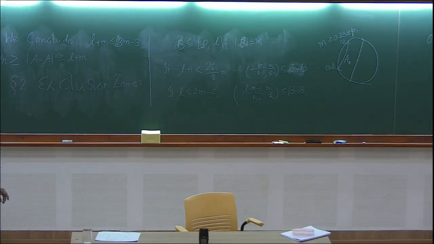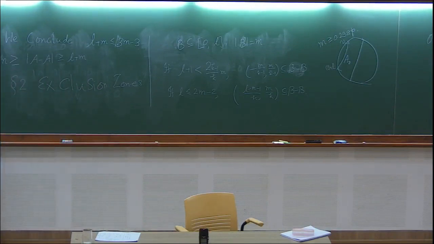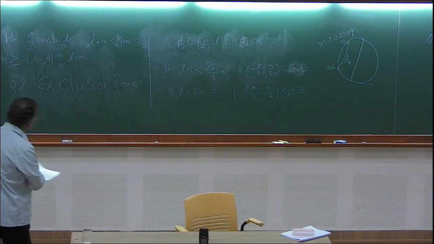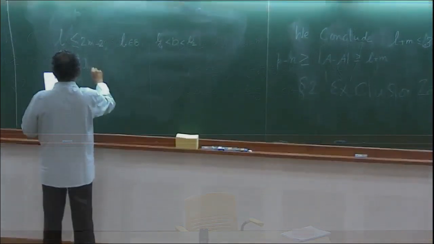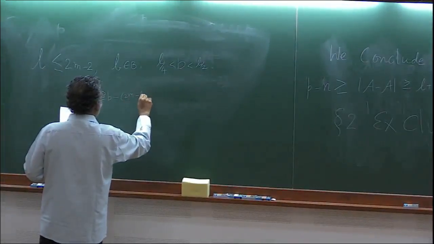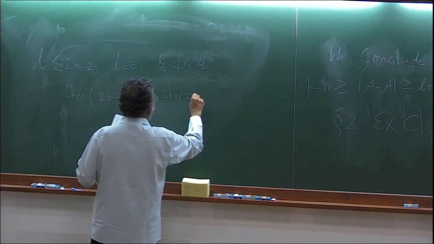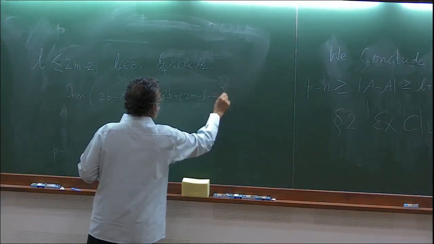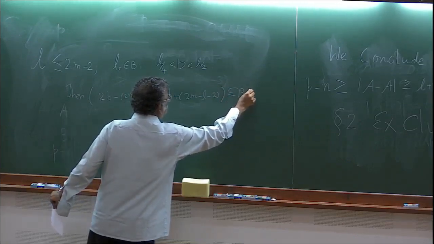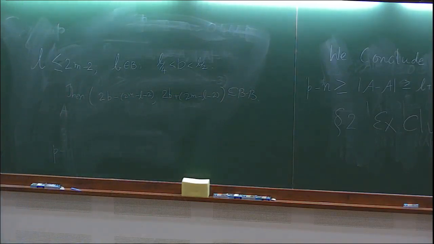Let me prove at least one more result, which is somewhat interesting. 2b minus 2m minus L minus 2, to 2b plus 2m minus L minus 2 is in the exclusion zone. Therefore, let me at least prove one result. Therefore, let us see how do you prove this result.